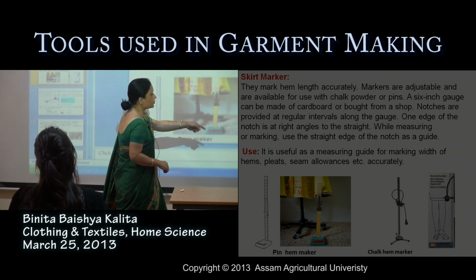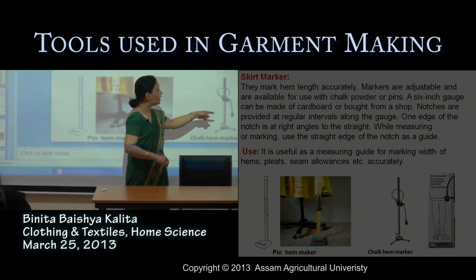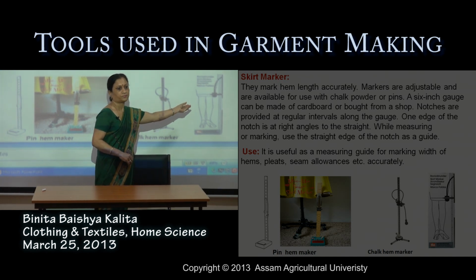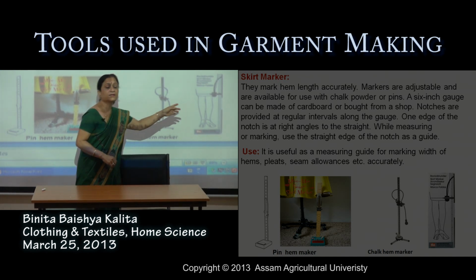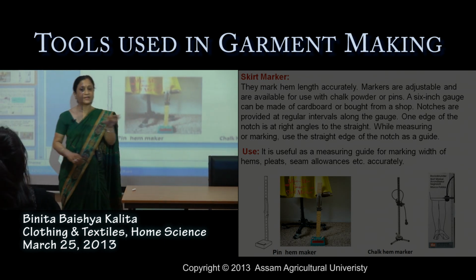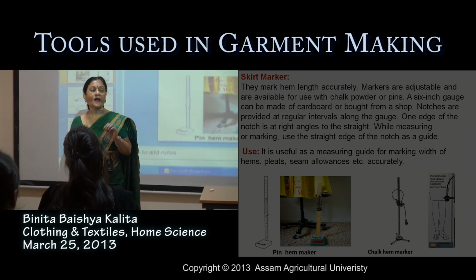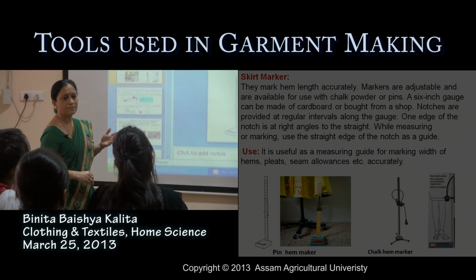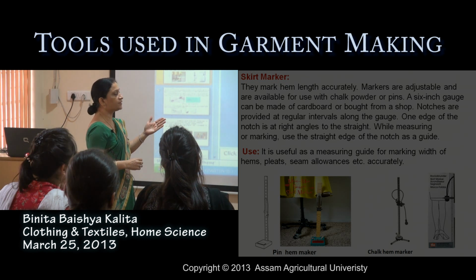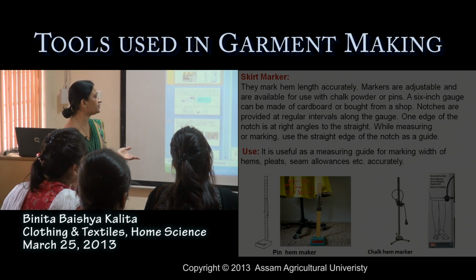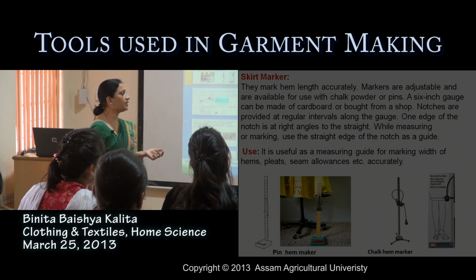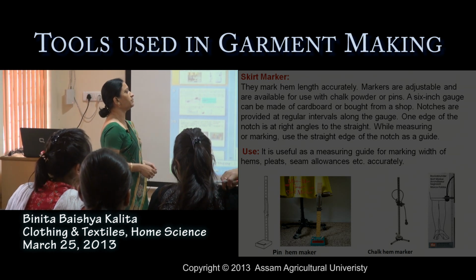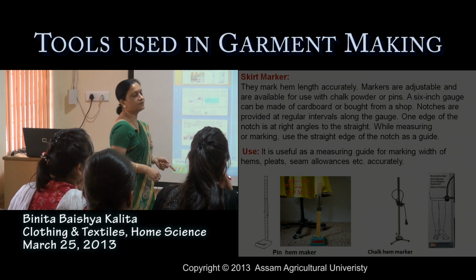And the other one is the chalk hem marker. That means along with the hem marker, it has a chalk. That chalk will mark the hem line. You will get the marking of the chalk on the hem line, and your work will be easy because you will get the marking of the hem line. So you can easily turn the hem line and finish your garment. It is useful as a measuring guide for marking the width of the hem, pleats, seam allowance, etc.